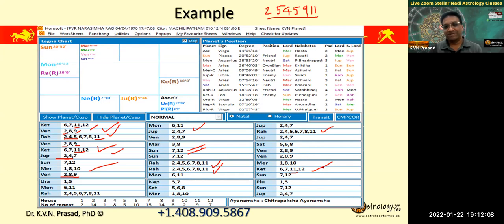Yes, engineering. We don't know which year he got admitted. If we check, then the Dasha period should also tally. So can we see astrology reflecting in this chart?